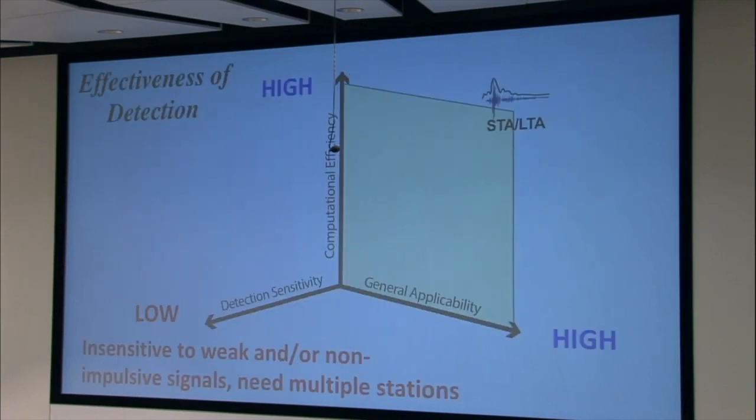Okay, so I'm going to show this diagram a couple of times. It's got 3 axes that measure attributes of earthquake detection algorithms. One is computational efficiency, that's the vertical axis. This is generality, and this is sensitivity. So STA-LTA, the algorithm I just outlined, scores high on computational efficiency, it's very fast, is somewhat general, so maybe it should be all the way out on that axis, but it's not sensitive.